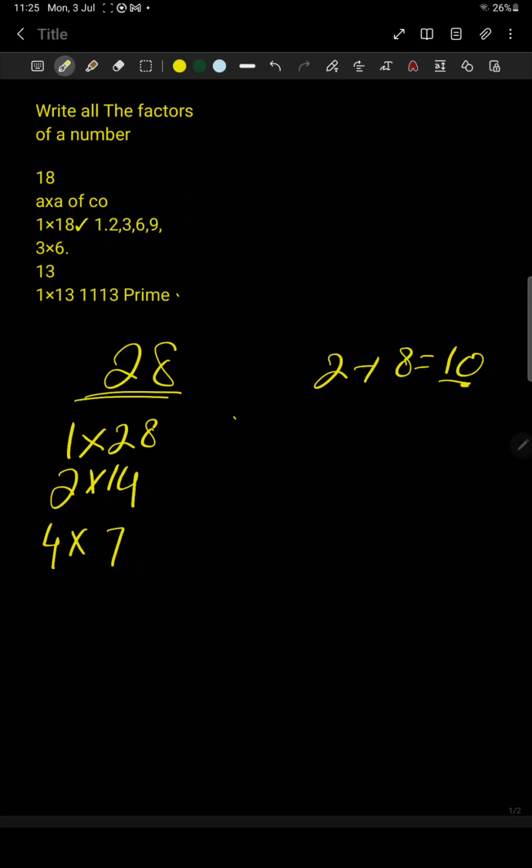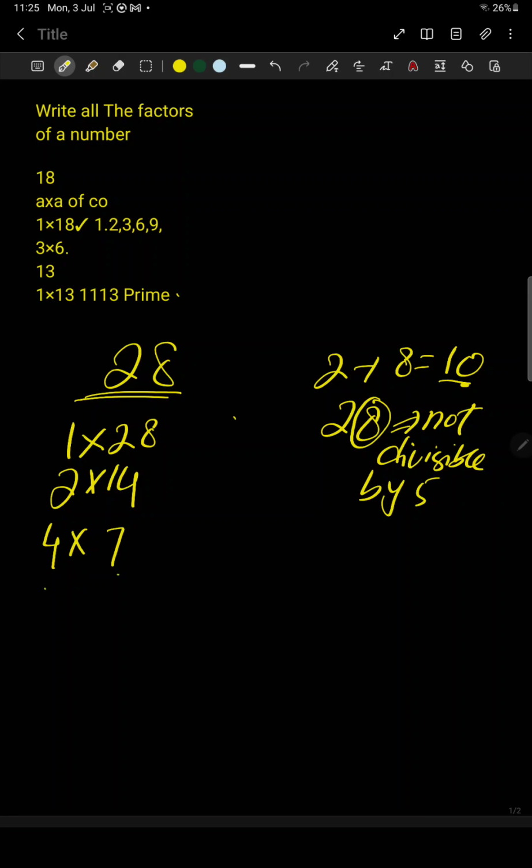Then we will check 5. As the last digit of 28 is not 5 and not 0, it is not divisible by 5. So 5 is not a factor of 28. Then we will think about 6. As the number is not divisible by 3, it is only divisible by 2, so it is not divisible by 6 as well.